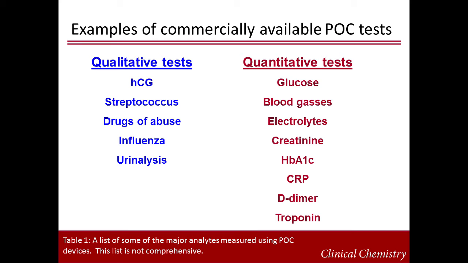For quantitative testing, glucometers are the most utilized in the clinic. But blood gases, electrolytes, creatinine, HbA1c, C-reactive protein or CRP, D-dimer, and troponin are also becoming increasingly common. It is important to note that there is much debate on the adequacy of the sensitivity and specificity of the troponin POC tests, which makes a valuable point. Just because a POC test is commercially available doesn't mean that it meets the clinical needs of your patient population.